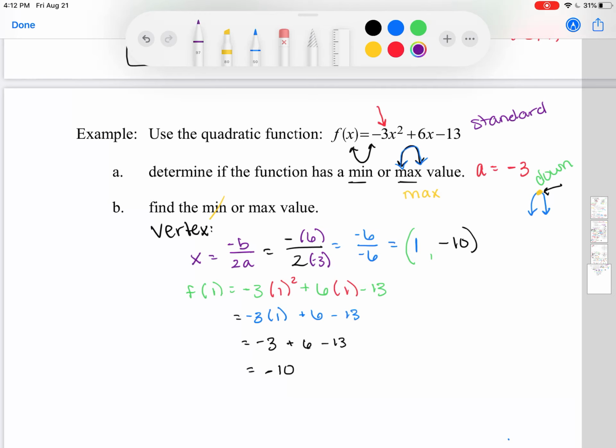All right. But the key detail here when it's asking for your max or your min, it's concerned about your y. What is your y value on that maximum point or on that minimum point? So we aren't too concerned about the x value here. We want to know that our maximum is going to be at negative 10.